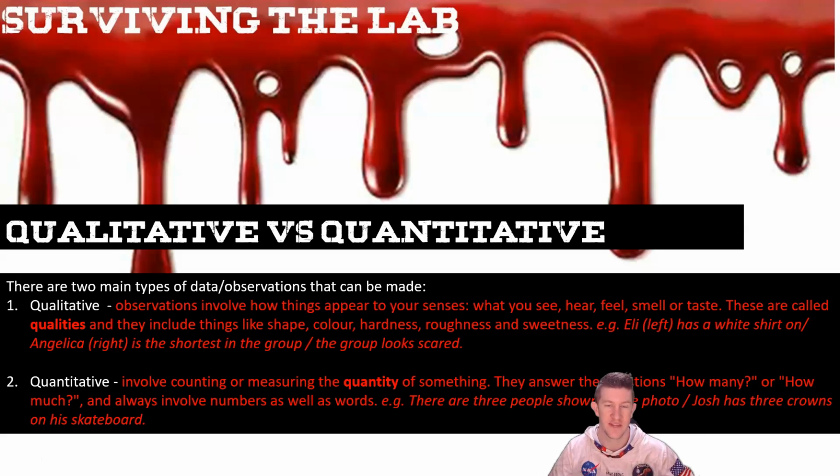Quantitative, on the other hand, involves counting or measuring. It's a quantity of something, which is where the word comes from. This answers things like how many or how much. It always involves numbers as well as the words. An example from that image would be that there are 3 people in the photo, or Josh has 3 crowns on his skateboard. These are examples of quantitative data from the image.